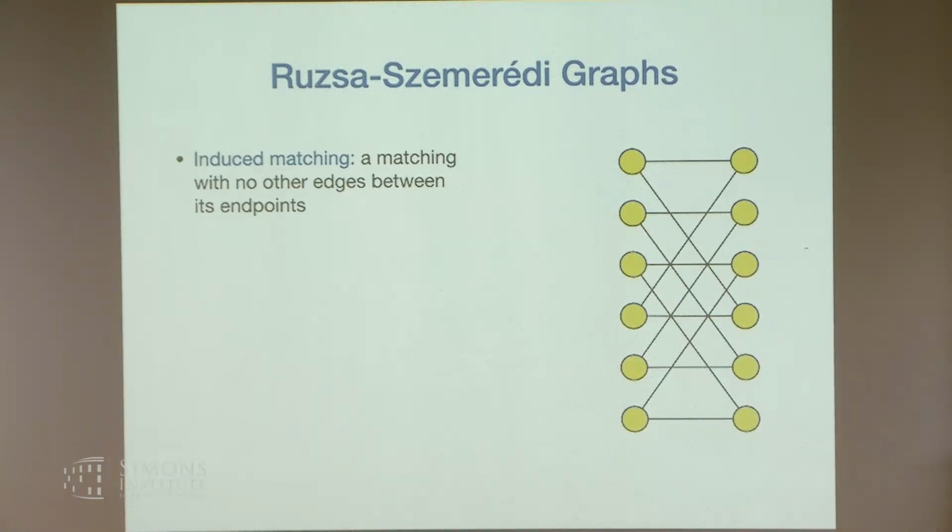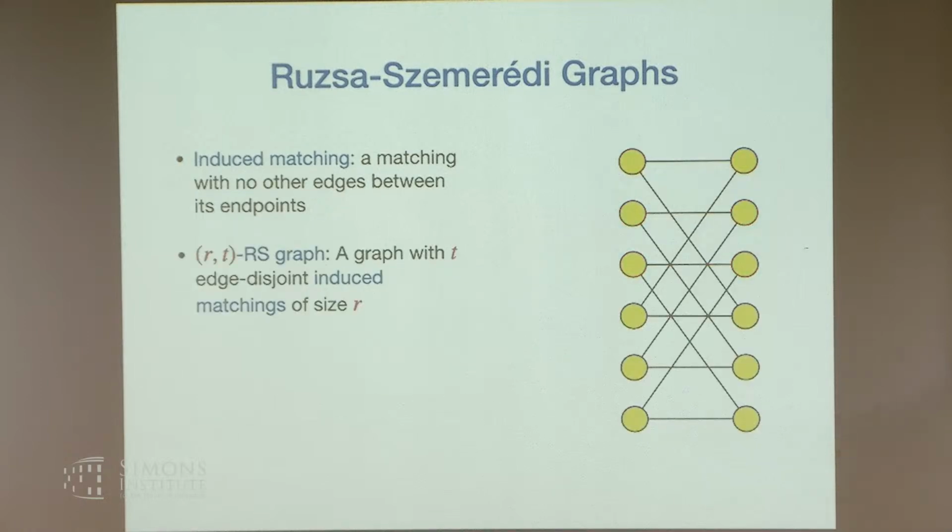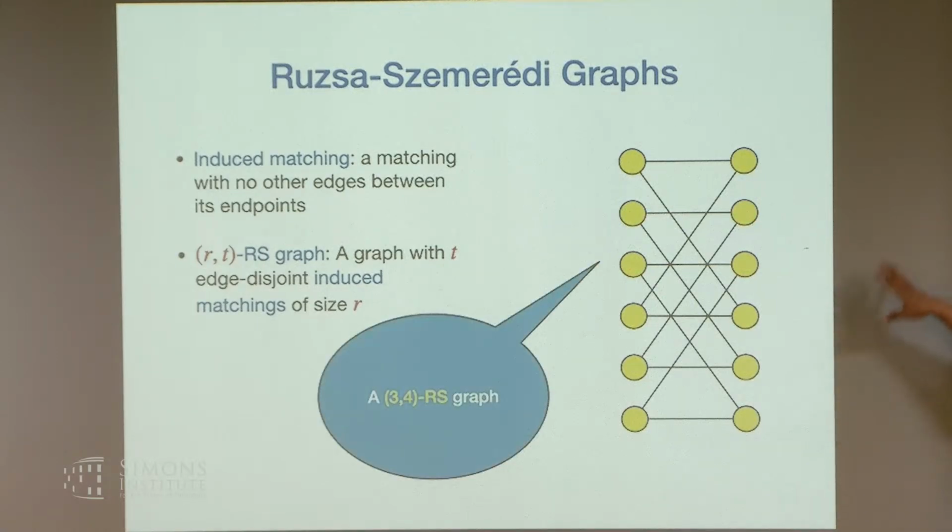A quick reminder, an induced matching is a matching in a graph such that there are no other edges between its endpoints. So the induced subgraph on the matching is just a matching. And an R by T RS graph is a graph that has T induced matchings, each of size R. So this is a 3 by 4 RS graph. This is one induced matching of size 3. This is 3, 3, 3. Good. Yeah, there are 4 of them.